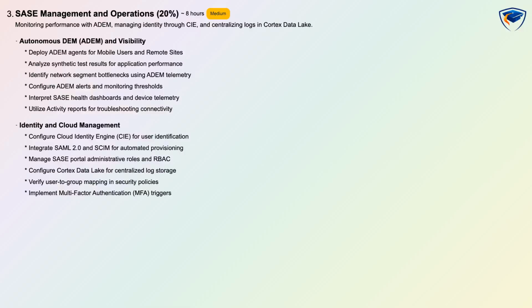The Identity and Cloud Management portion focuses on the Cloud Identity Engine, integrating SAML 2.0 and SCIM for provisioning, managing SASE portal roles and RBAC, configuring Cortex Data Lake for centralized logging, verifying user to group mappings in policies, and implementing MFA triggers for stronger access controls. Together these skills let you monitor health, troubleshoot connectivity, and manage identity at scale.